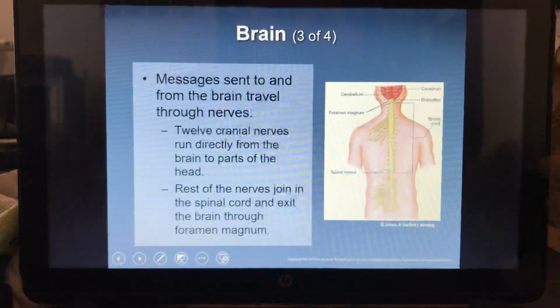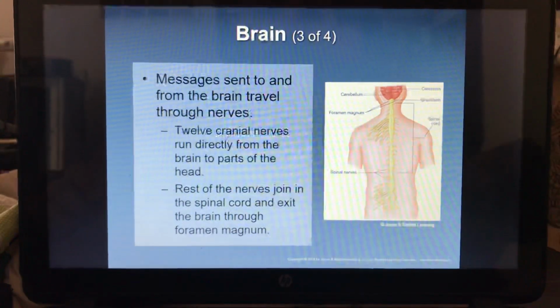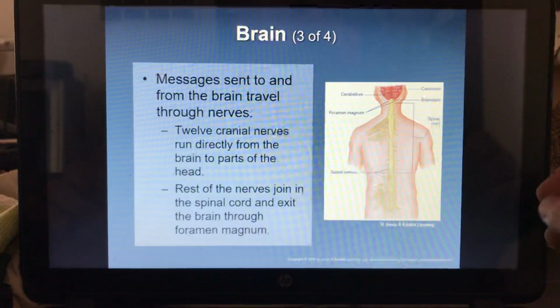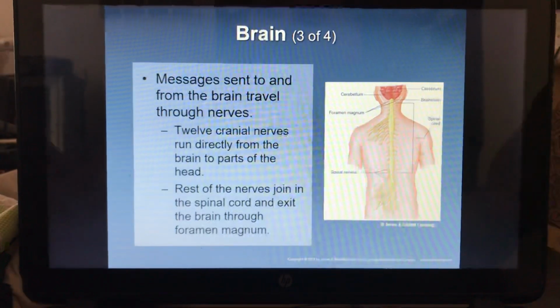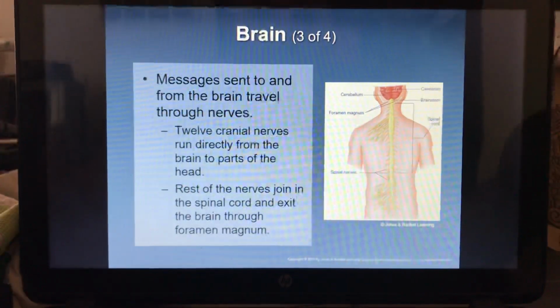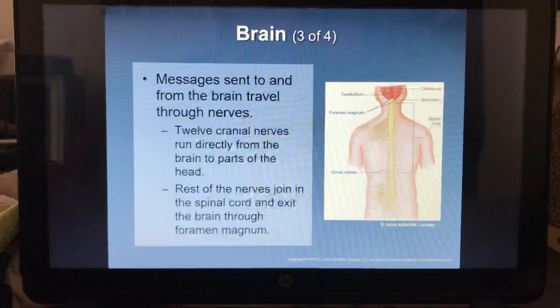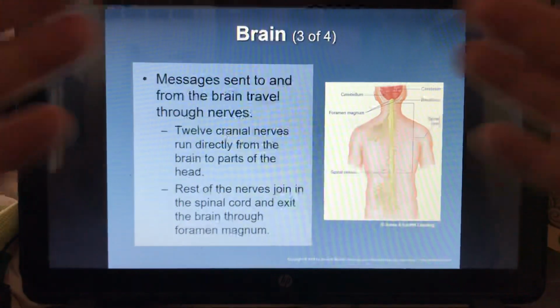All right, so everything travels through the nerves. The nervous system is the superhighway for the main computer, which is your brain, to send out signals and have things get done. And not only to have things get done, but to get information back from the outside environment.